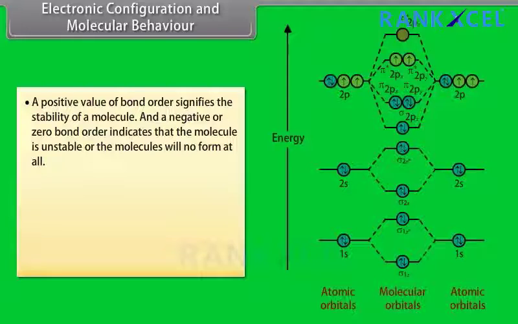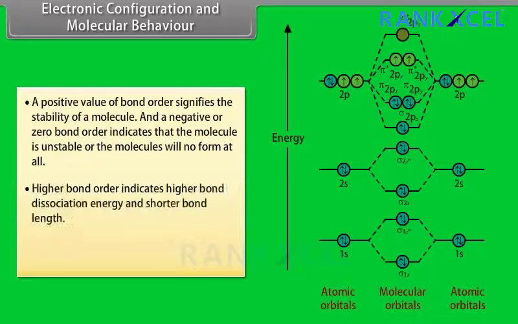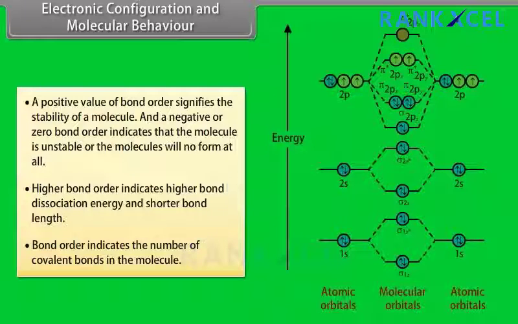A positive value of bond order signifies the stability of a molecule, and a negative or zero bond order indicates that the molecule is unstable or the molecule will not form at all. Higher bond order indicates higher bond dissociation energy and shorter bond length. Bond order indicates the number of covalent bonds in the molecule.